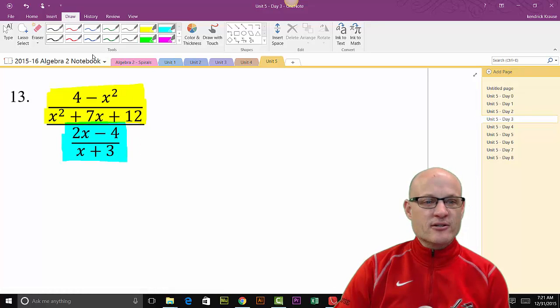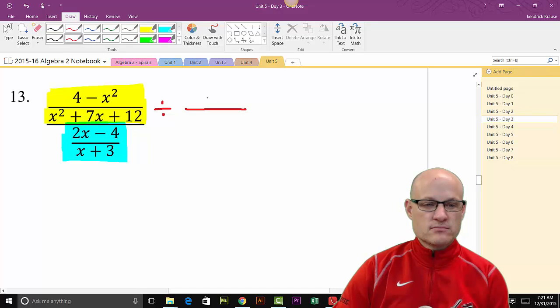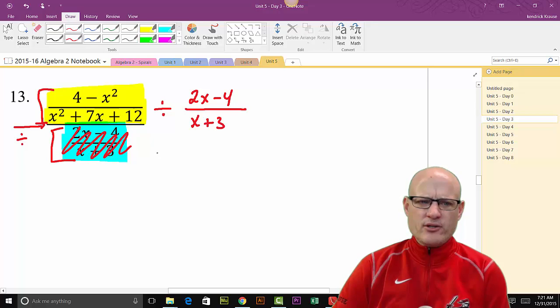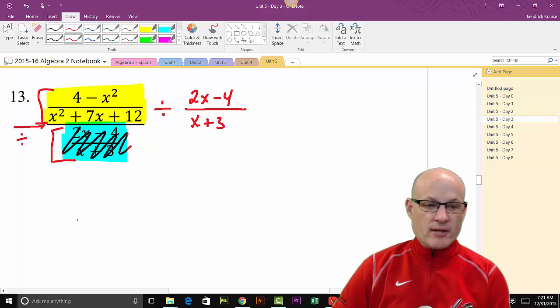So what I have here is really this. If I just move this here, this line here is really the division symbol, right? It's this fraction divided by this fraction. So that's really this problem. Well, then what would I do? I would flip and multiply.